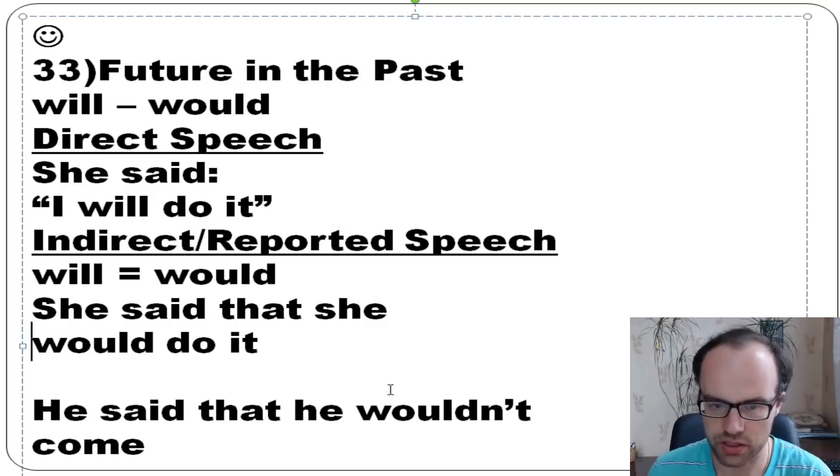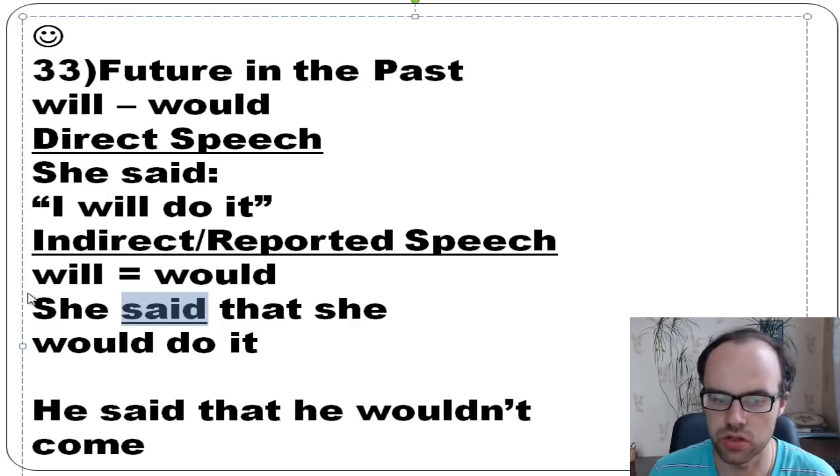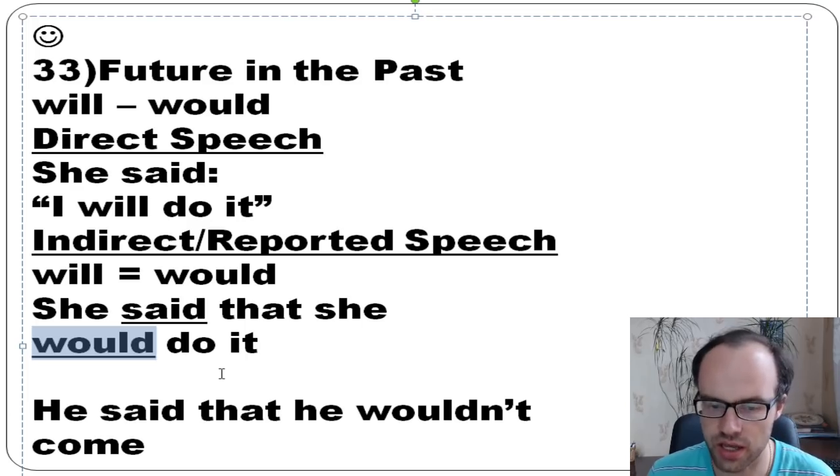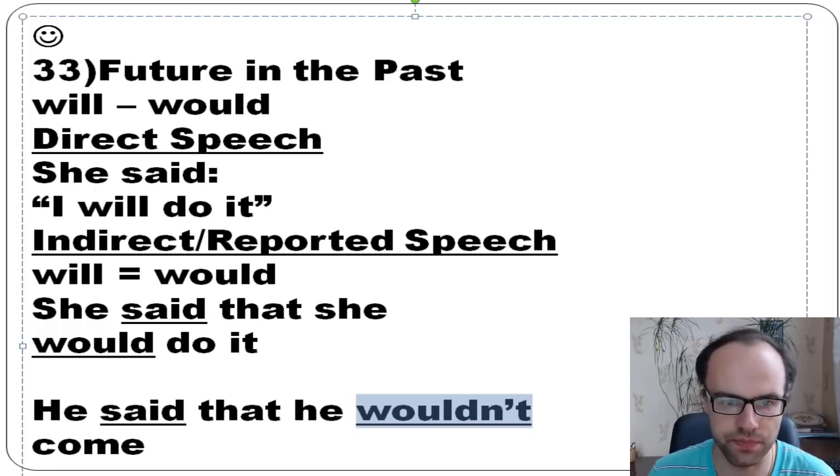So she said that she would do it. So we change will to would in the past. He said that he wouldn't come. We see it's about the past, and we changed will to would. He said that he wouldn't come.